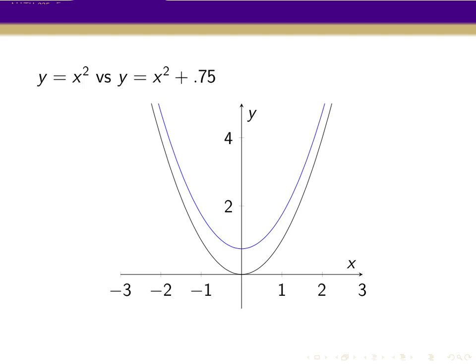And even though it looks on the ends like things are getting close together, if you actually look at these vertical distances, they are actually always the same. It's always off by 3/4. And so that's what the vertical shift is going to do.